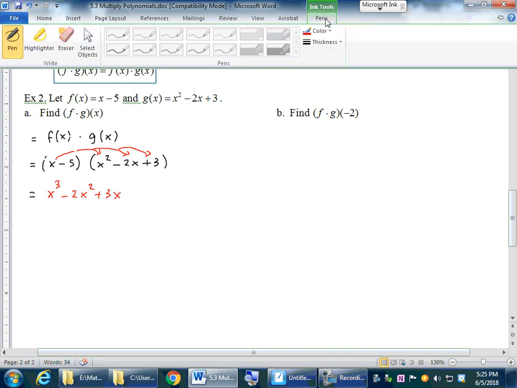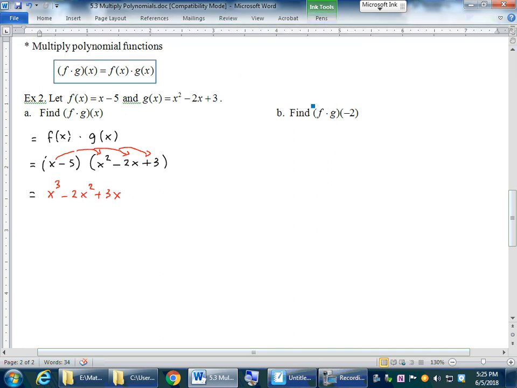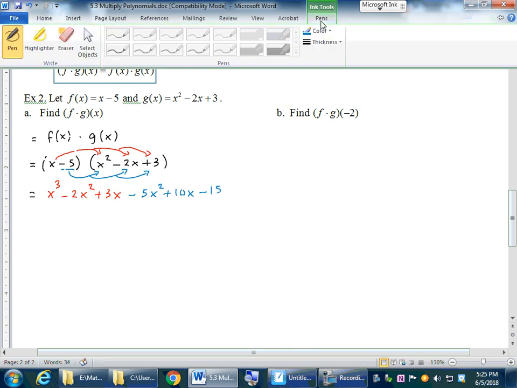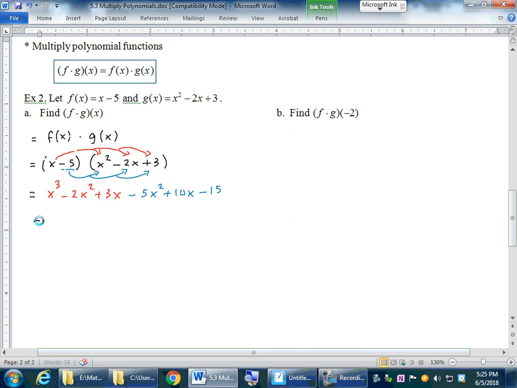And the same thing, I'm going to distribute the second term to all of them, which will become negative 5x to the second power plus 10x minus 15. And finally, we're going to combine like terms to get our final answer, which will be x to the third minus 7x squared plus 13x minus 15. And that will be our final answer. So the key thing is recognizing the notations from here to there.